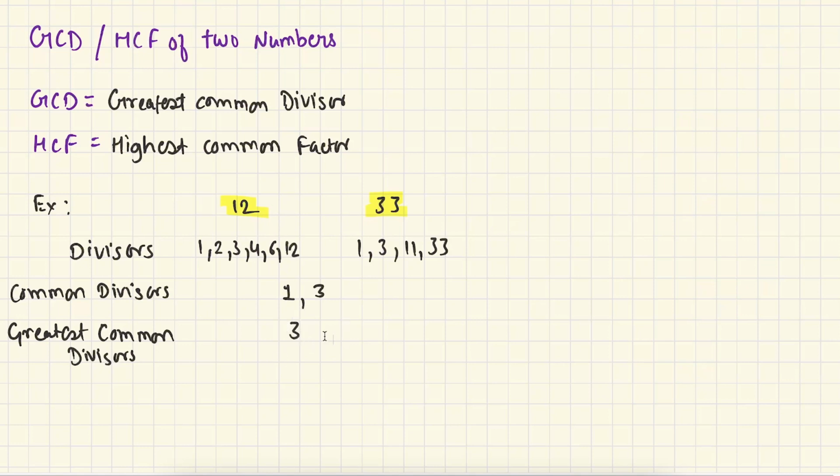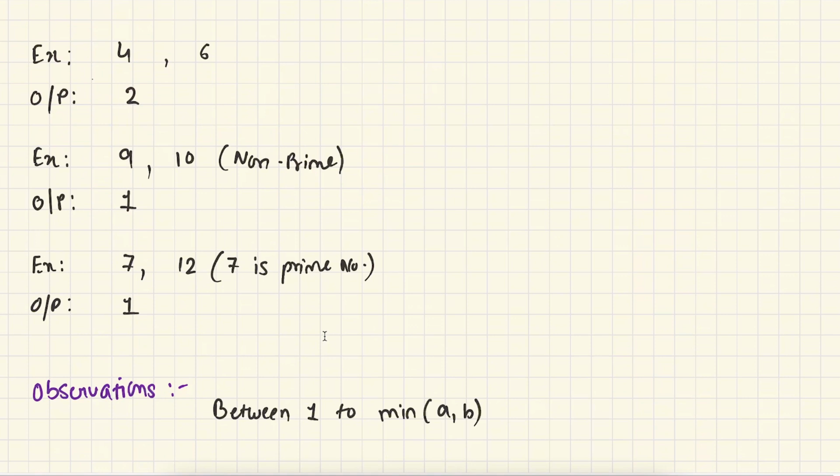Alright, let's move on and see some more examples. In case of 4 and 6, the GCD of 4 and 6 is 2. In case of 9 and 10, the GCD is 1. Even though 9 and 10 are not prime numbers, they do not share any common factor. Next, in case of 7 and 12, here 7 is a prime number. So the GCD of 7 and 12 is 1, because there is no common greater factor among 7 and 12.